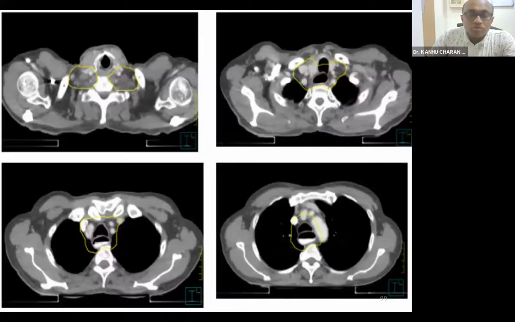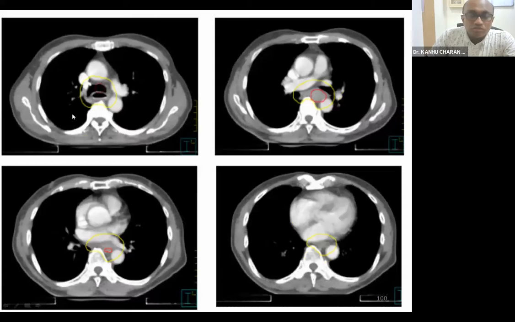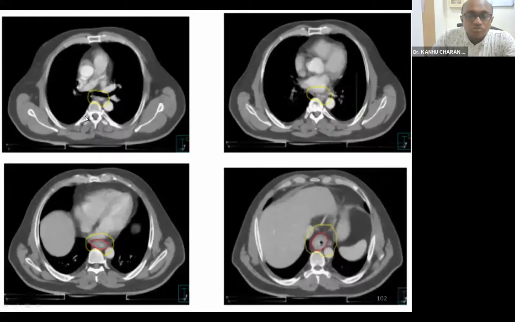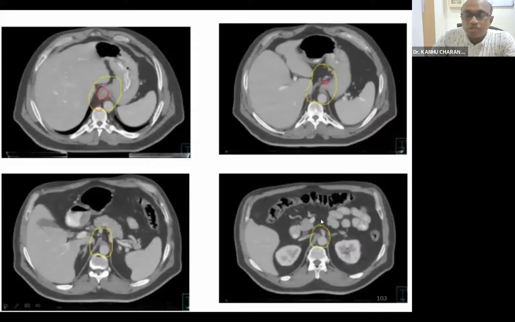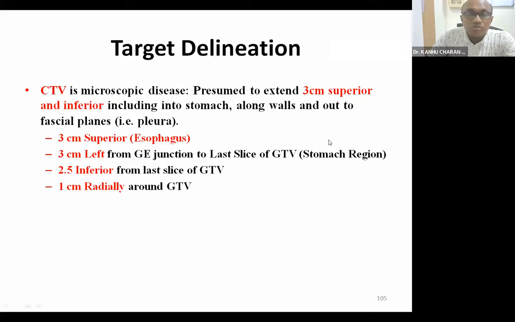Proximal esophagus, you have to include the supraclavicular node and peritracheal group of lymph nodes. This is how we contour. Distal esophagus, you have to see the gastrohepatic group of nodes and celiac group of lymph nodes. Then GE junction tumors, again, are very tricky. So you cannot take a 4 centimeter margin.